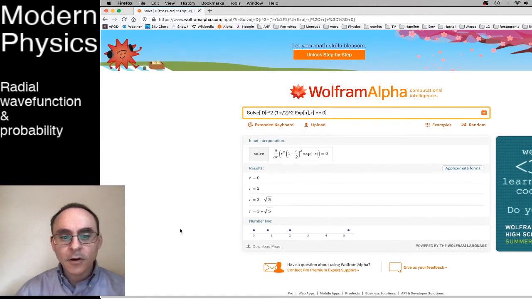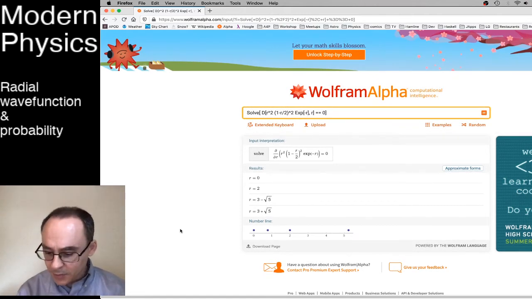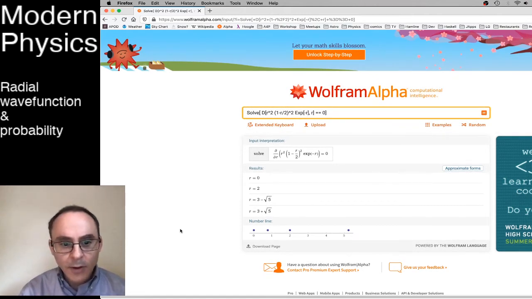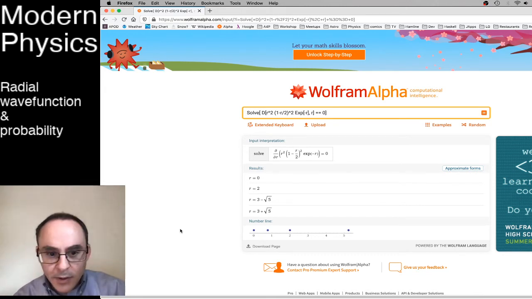So we find, yeah, 0 is the one we don't care about. R equals 2, that's the minimum where it's 0. But we also find 3 minus root 5 and 3 plus root 5. Those are the other 2. Those are the peaks.